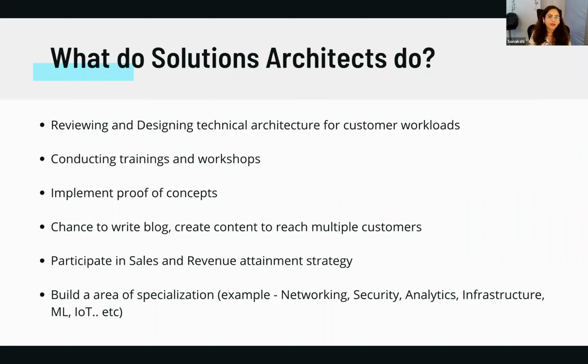And apart from that, one more fun part about being a solution architect is you get to build an area of specialization. There are tons of specializations in cloud today, like networking, security, IoT, big data, analytics. You can choose any particular specialization that excites you, and you can get more specialized in that domain. So this is what solution architects do on a day-to-day basis.